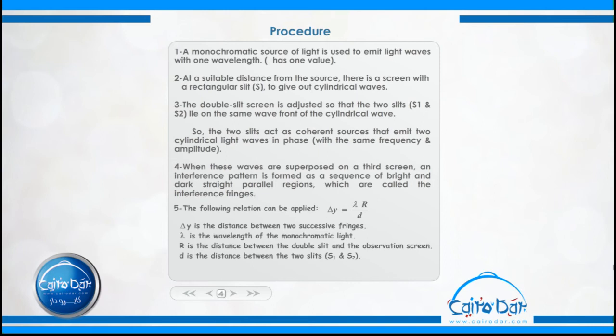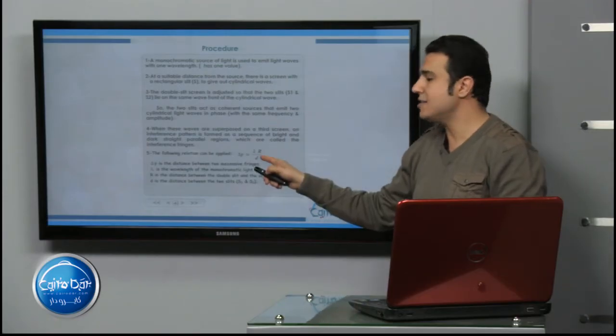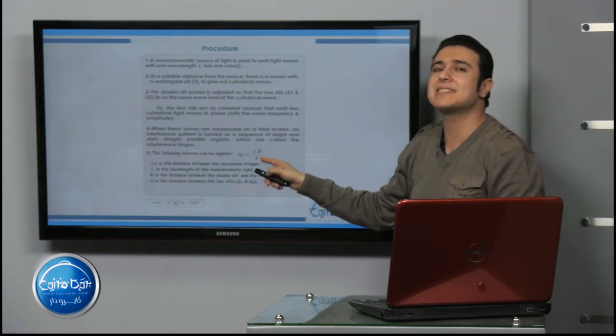To calculate the distance between two successive fringes, we use the relation delta y equals lambda R over d. Delta y, the distance between two successive fringes, equals lambda, the wavelength of the monochromatic source of light, times R, the distance between the double slit screen and the observation screen, divided by d, the distance between the two slits.